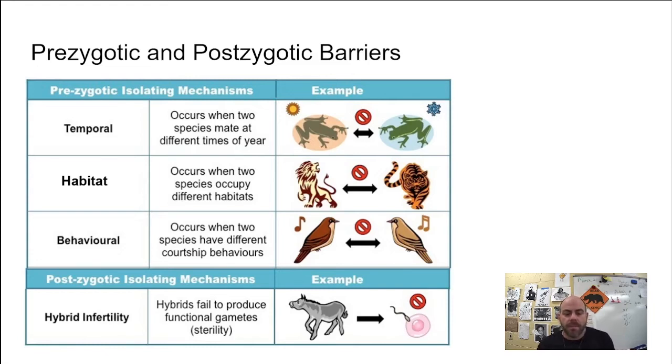The postzygotic barrier in this case is called hybrid infertility. It's where the hybrid fails to produce functional gametes. The hybrid is essentially sterile. The crows above are an example. A mix between a lion and a tiger is a mythical beast known as the liger. The liger is a sterile animal, even though it is mythical and magic and all the things.